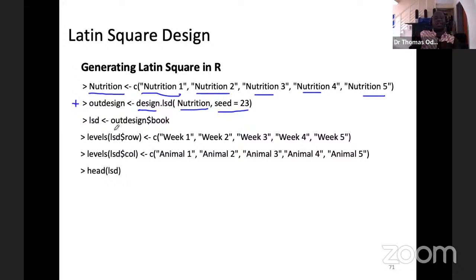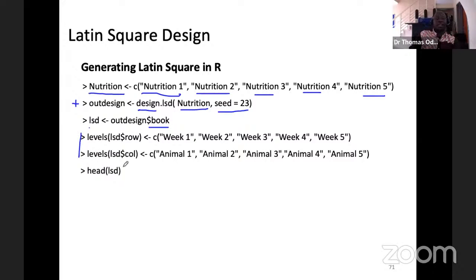Okay. And then after we have designed, we want to extract an element, a list, from our output. So we have the $ sign here, and then we set the levels. We want the levels for the row of the Latin square to be week 1, week 2, week 3, week 4, and week 5. Then the column should be labeled animal 1, animal 2, animal 3, animal 4, animal 5. So what we are doing here is simply labeling.